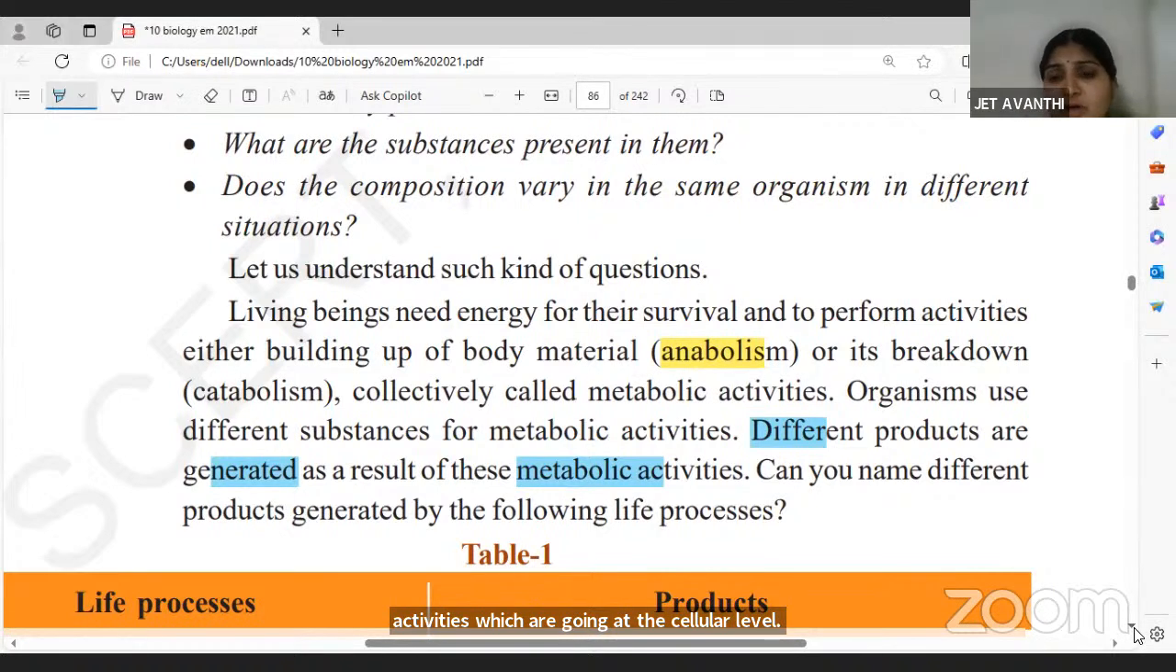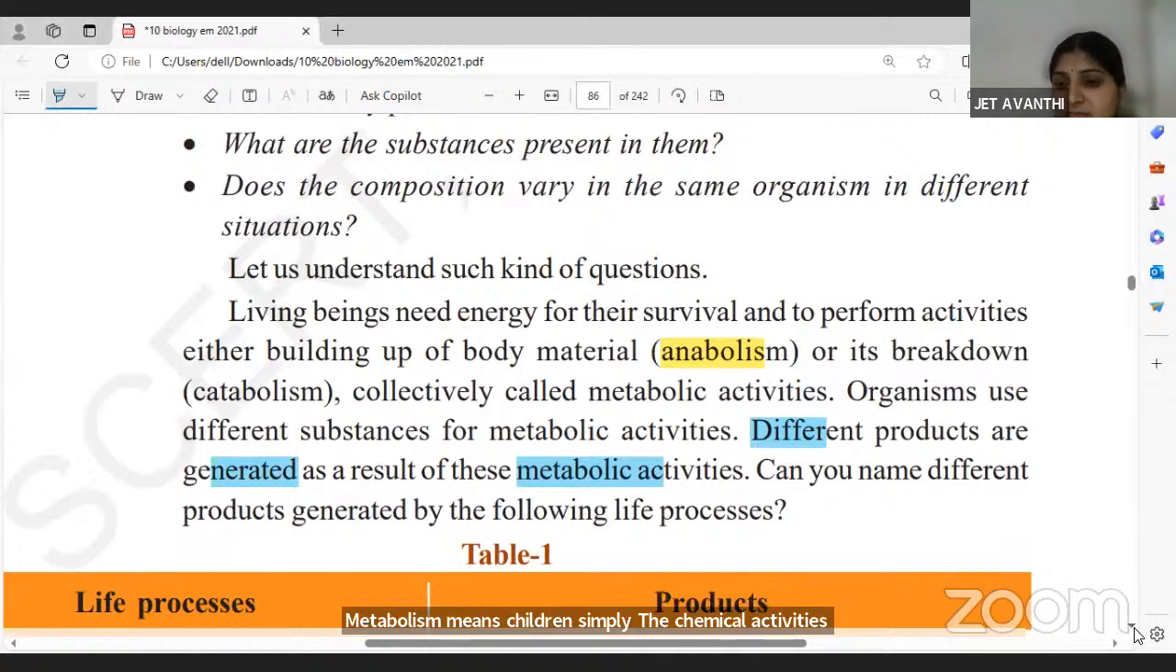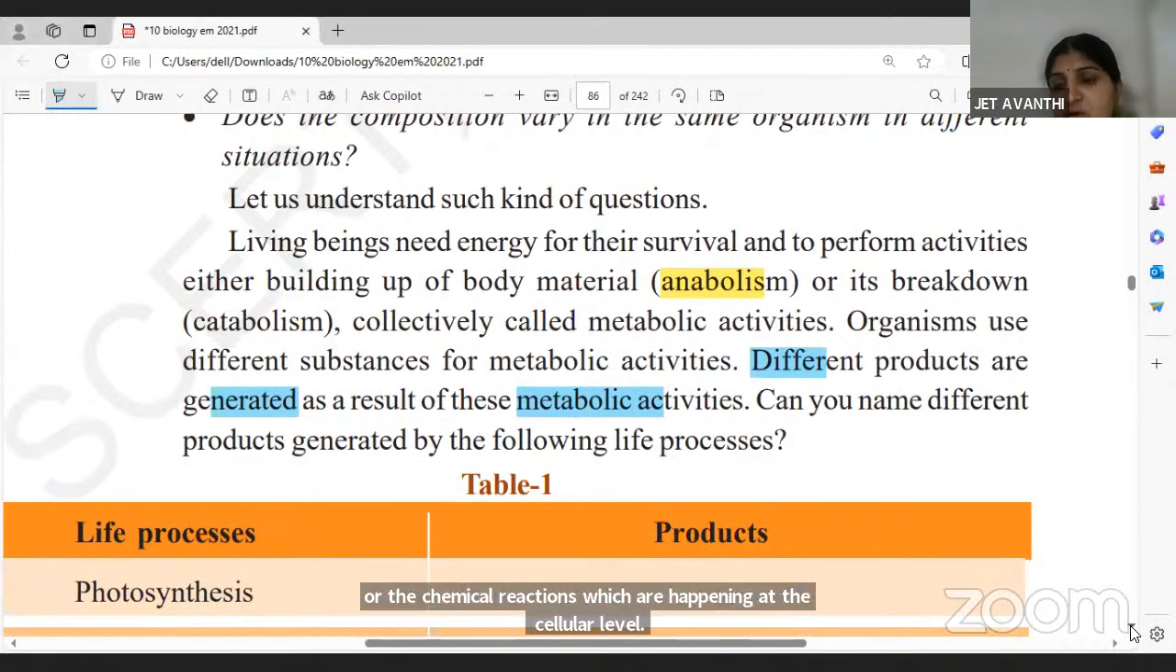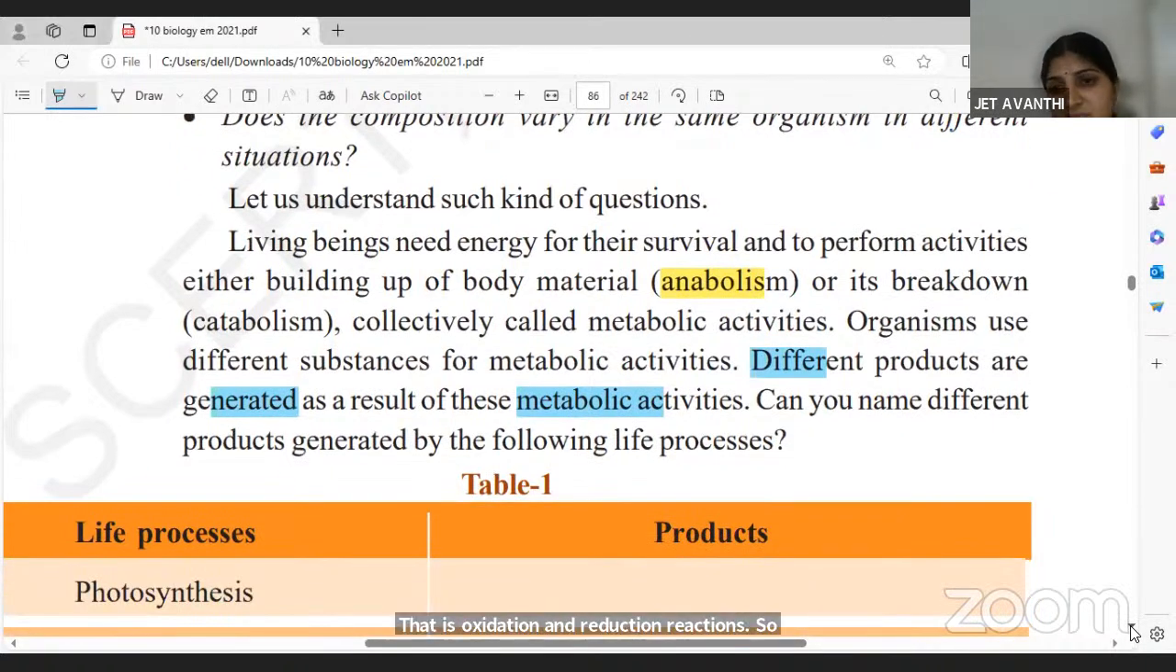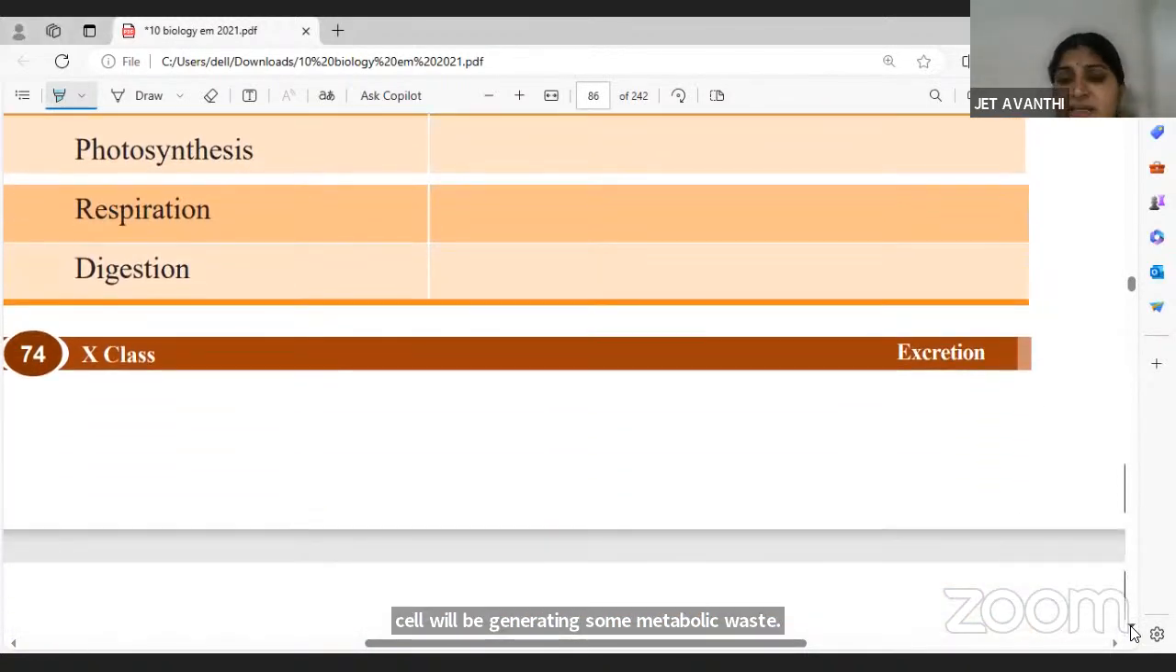So what does this metabolism refer to? Metabolism means, children, simply the chemical activities or the chemical reactions which are happening at the cellular level. That is oxidation and reduction reactions. So after these chemical activities or metabolic activities in a cell, every cell will be generating some metabolic waste. Mostly metabolic waste exists in different forms.